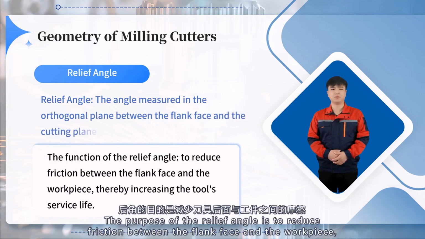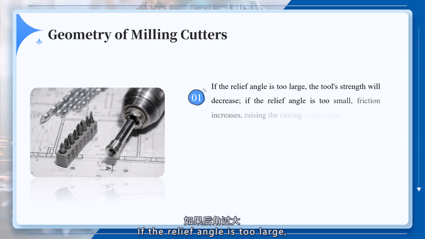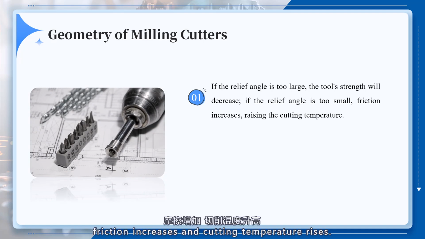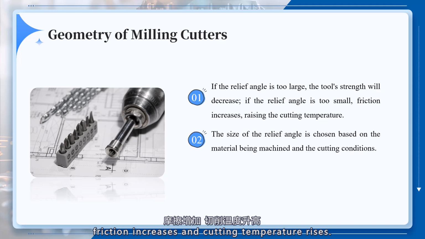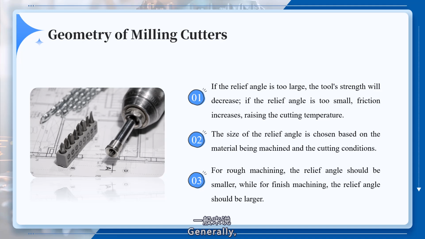The purpose of the relief angle is to reduce friction between the flank face and the workpiece, thereby extending the tool's lifespan. If the relief angle is too large, the strength of the tool decreases. If the relief angle is too small, friction increases and cutting temperature rises. The size of the relief angle is usually selected based on the material being machined and the cutting conditions. Generally, a smaller relief angle is used for rough machining, while a larger relief angle is used for finish machining.